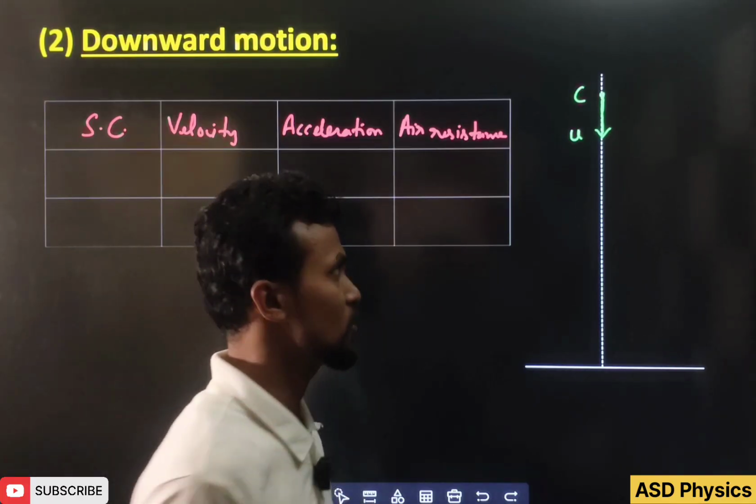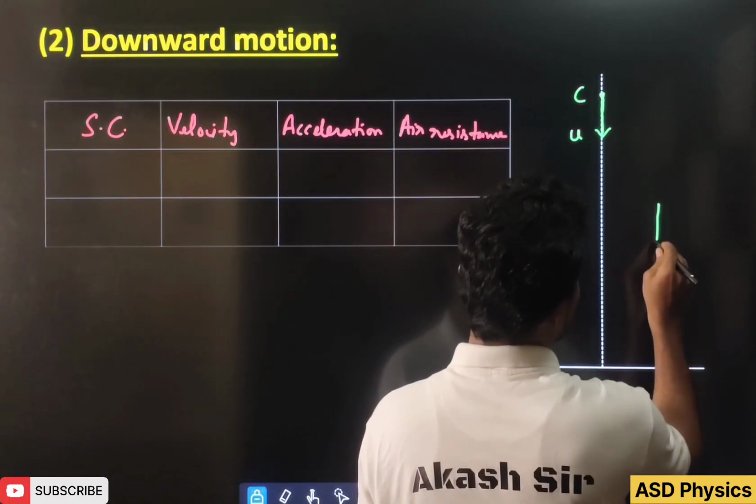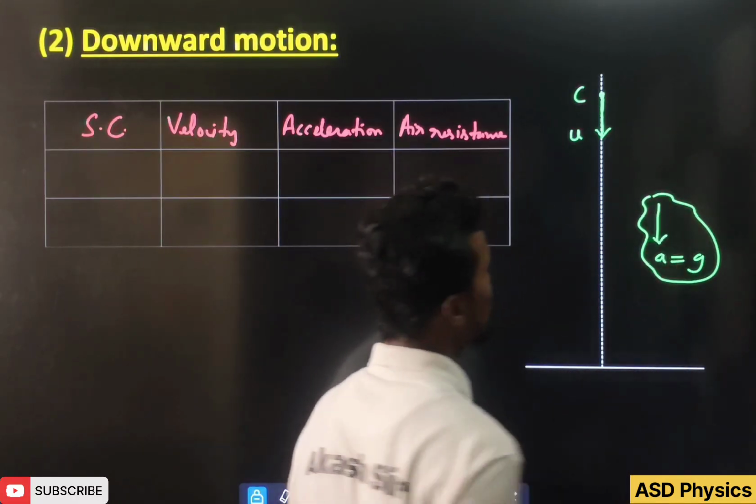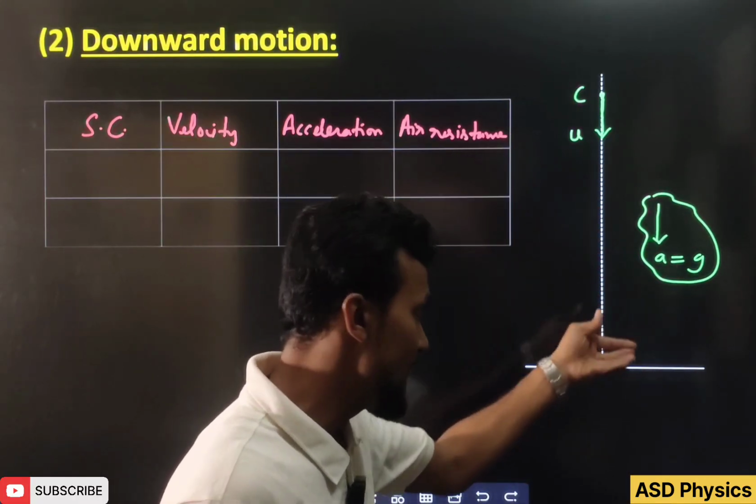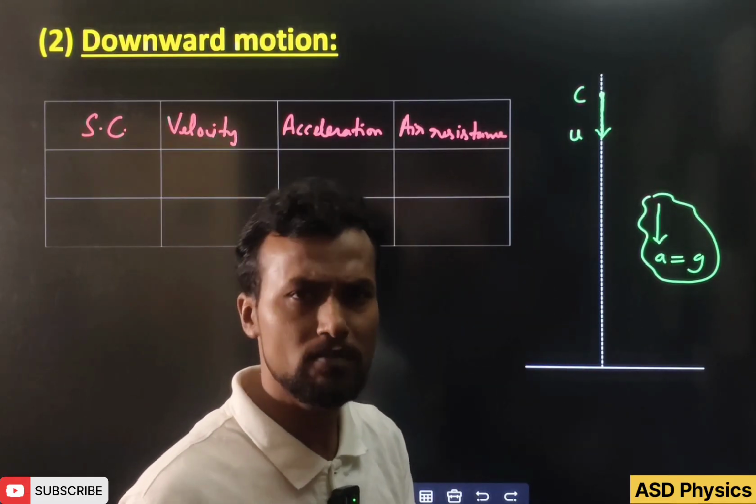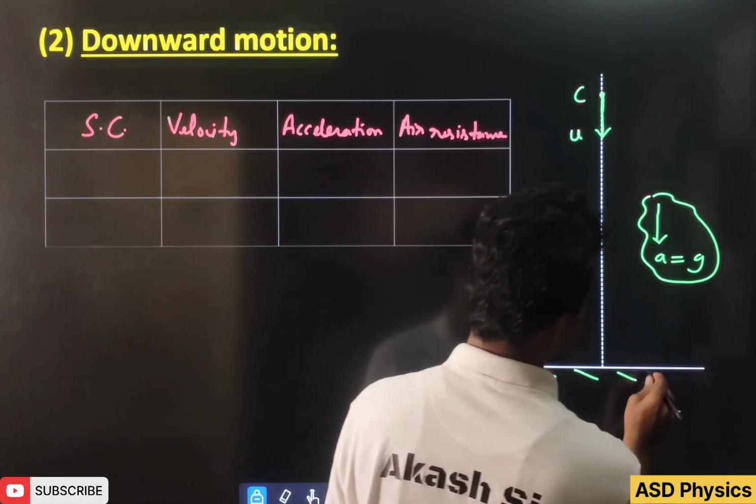with velocity u, okay. You know very well, anyhow the gravity will act in downward direction, a equal to g, is it? So you know very well the velocity is downward, acceleration also downward. So in downward motion the velocity of the object will increase, okay. And anyhow this is the ground.